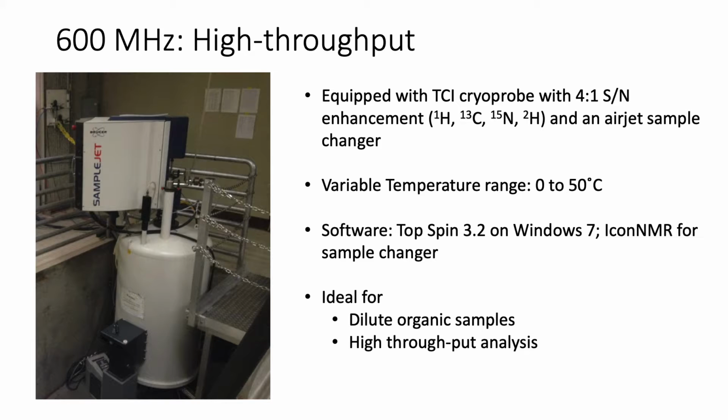Additionally, this instrument is capable of variable temperature from 0 to 50 C, so that's relevant for, say, biological systems or slightly cooler systems. And it's equipped with Topspin 3.2 on Windows 7, and the automated feature runs on a software called Icon NMR. And so typically a 600 megahertz is ideal for dilute organic samples, or if you want to get characterization done super quickly, as well as some high throughput analysis.